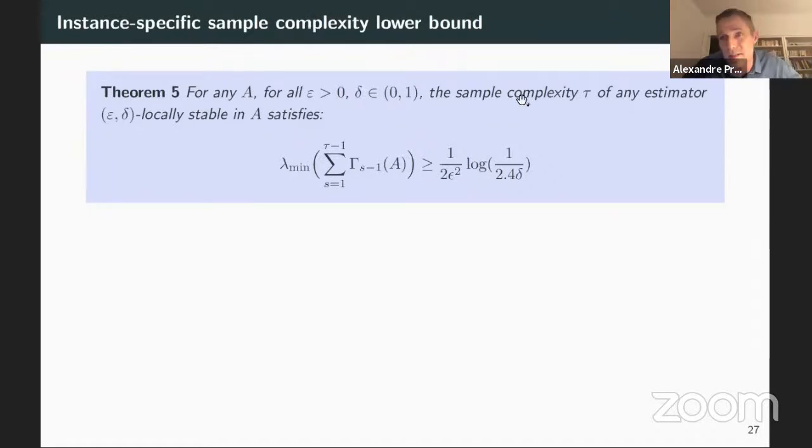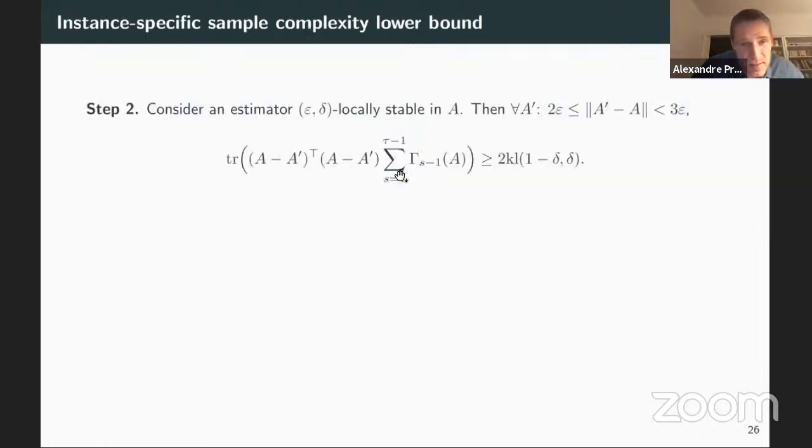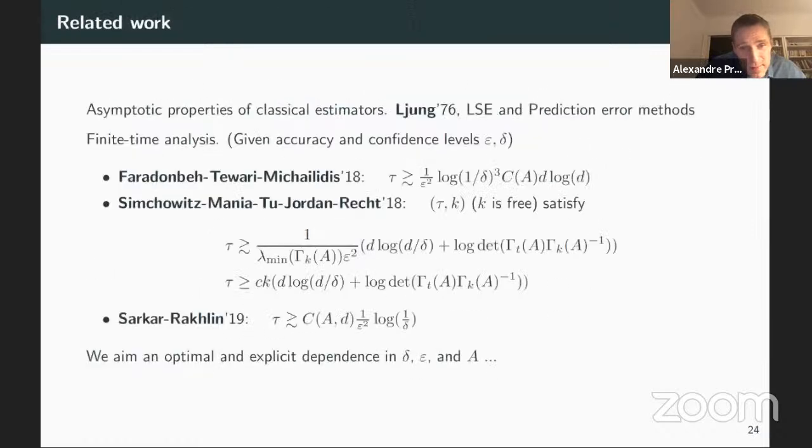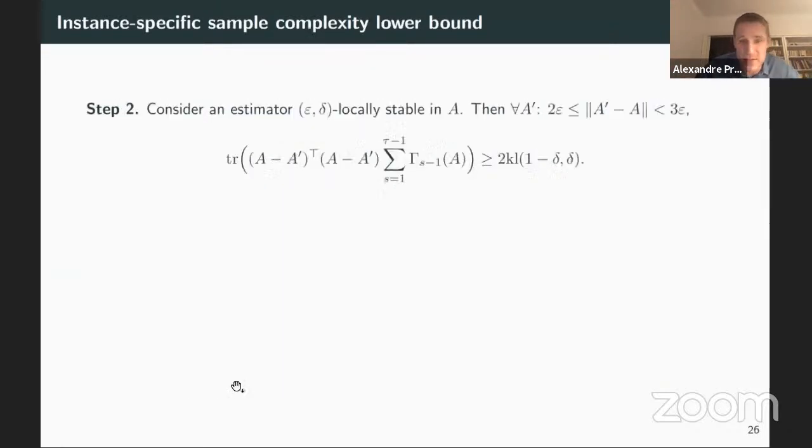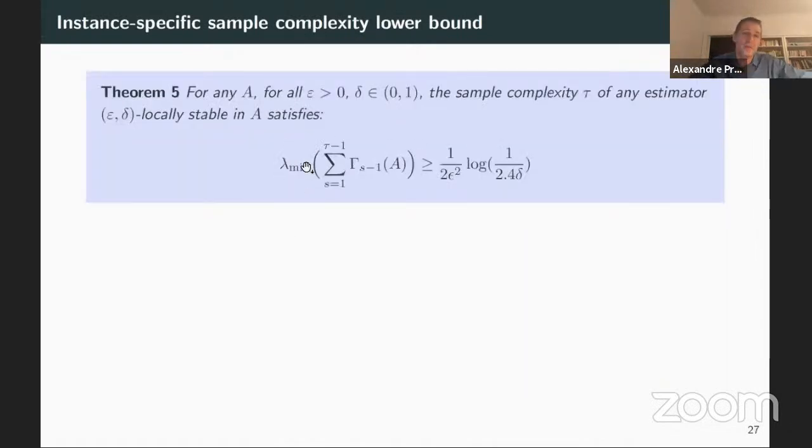It says that the sample complexity tau of any estimator that is epsilon-delta PAC locally around A satisfies the following inequality. Gamma_s(A) is what we call the finite time controllability Gramian of the system, so it has an explicit dependence in A. And so lambda min, the smallest eigenvalue of the cumulative Gramian of the system, must be bigger than 1 over 2 epsilon squared times log 1 over delta. We believe that this lower bound is not tight because there is an additional dependence in the dimension that is not here. Actually, we believe that there would be an additive term, plus d, the dimension.